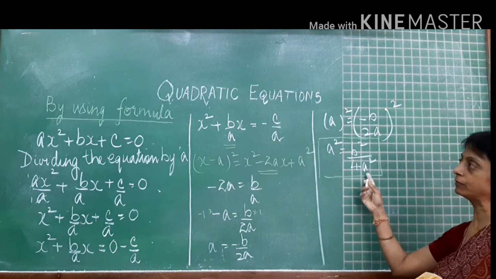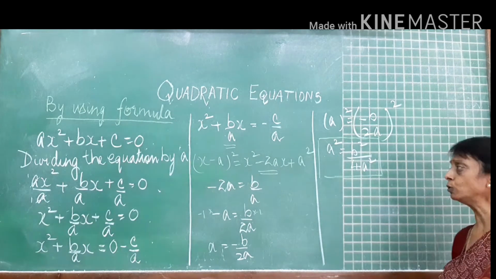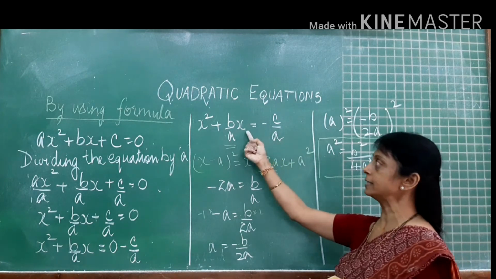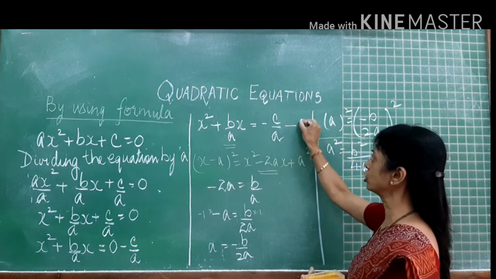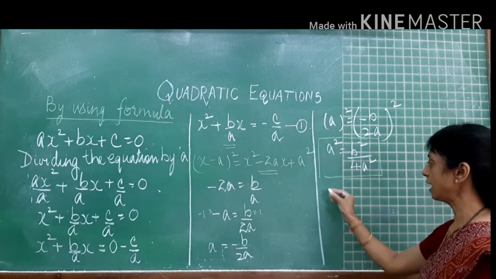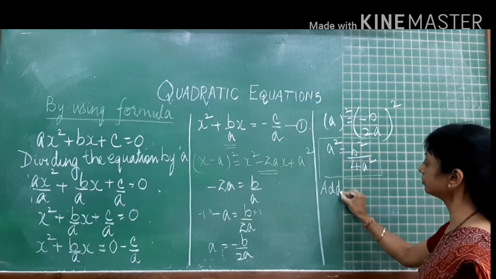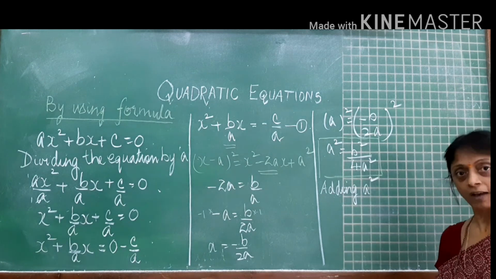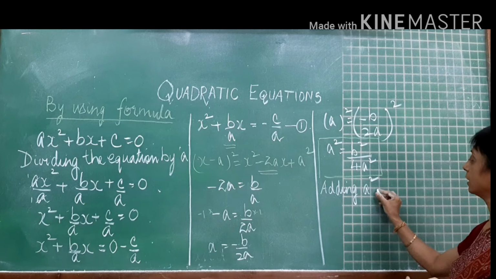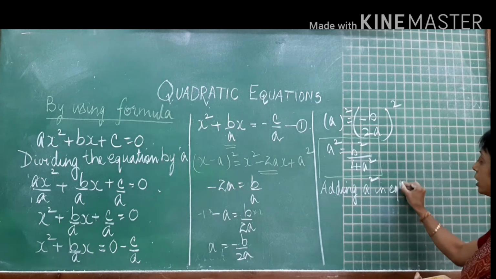Once you get the value of the square term, children, what do you do? You add it up to your left hand side, you add it up to your right hand side. Let's number that equation, children. So now adding a square, value of a square in which equation?